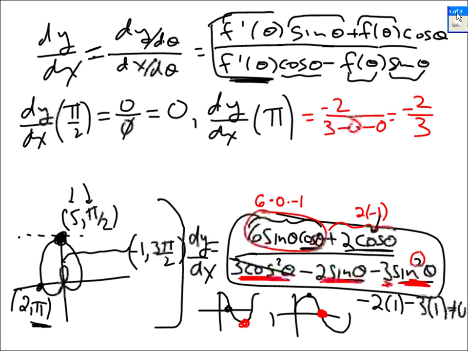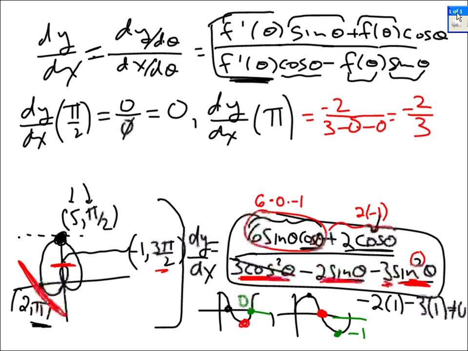Find the derivative and plug in the values. You'll find the slope of the tangent lines. At pi over 2, I can tell you the slope, at 2 comma pi, the slope of that line is negative 2/3. And it looks like at 3 pi over 2, it's going to be 0. Well, what is the sine of 3 pi over 2? The sine of 3 pi over 2, well, that's negative 1. The cosine of 3 pi over 2 is 0.